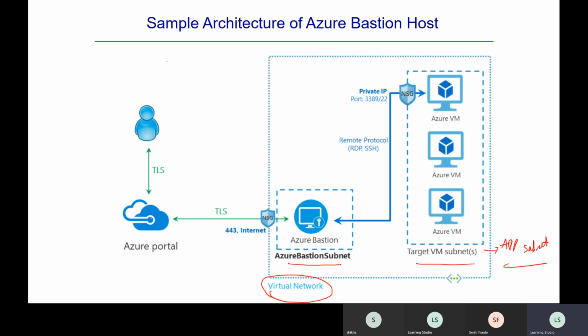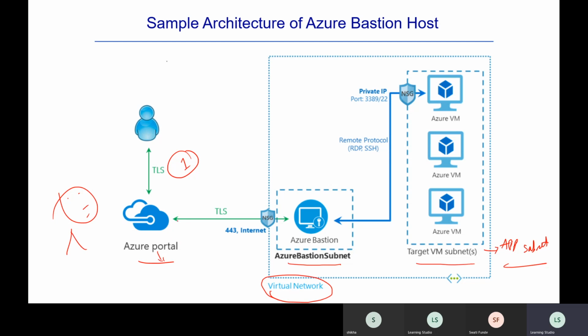Now, assuming that you are a user sitting on the internet and you want to access these virtual machines via your Bastion host. The first step is to log into your Azure portal. You will log into your Azure portal over TLS, the transport layer security, using SSL.